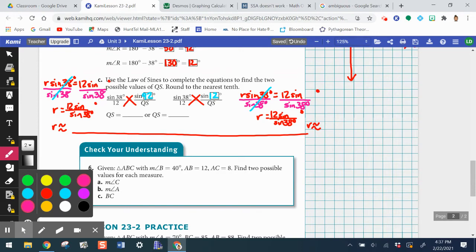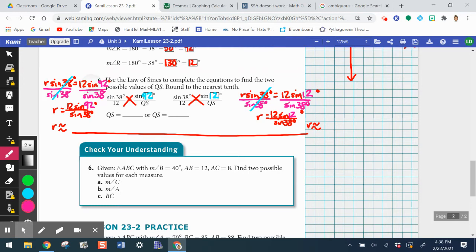So let's replace with 12 times the sine of 92 here and 92 here. And then, of course, 12 over here and 12 over here. Okay, so now that that's fixed, I forgot that we were finding lowercase r, so we should use angle R, which we just found in item B. So I replaced QS with lowercase r. We've been using the lowercase letters to represent side lengths, so don't get confused there. So r times sine of 38 is equal to 12 times the sine of 92. Divide both sides by the sine of 38 so that r can be by itself.